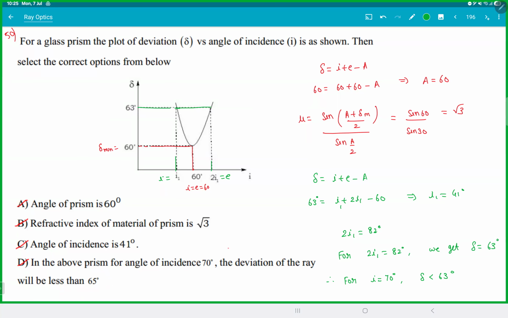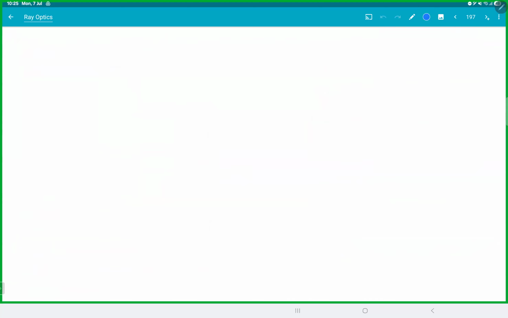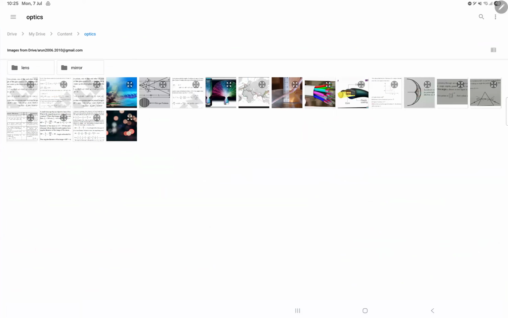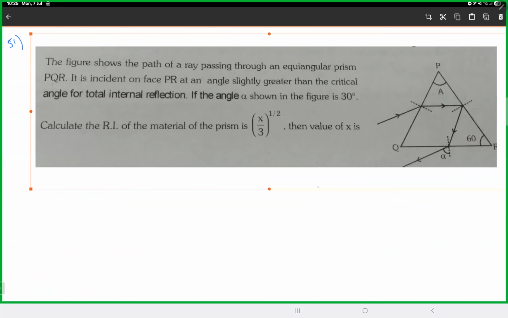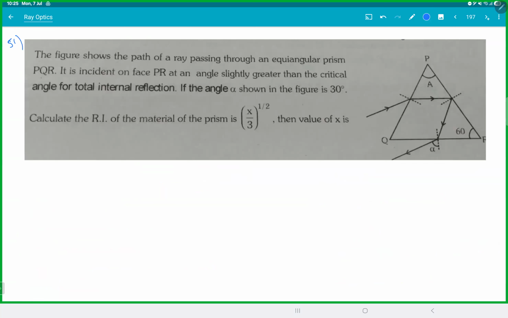All clear with this? These are the last questions in more than one choice. Then let's see the last one. This is not exactly prisms, it is just based on refraction, but yeah. Let's get this. It would be an integer question.